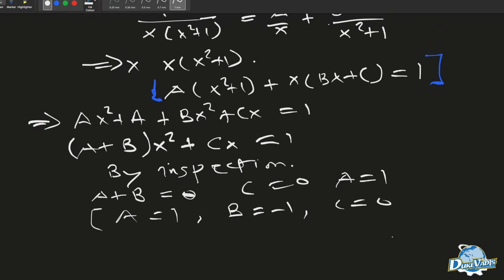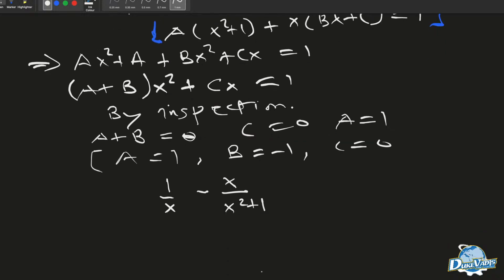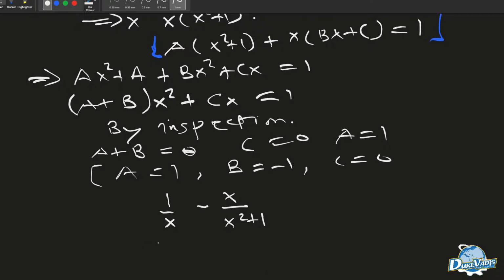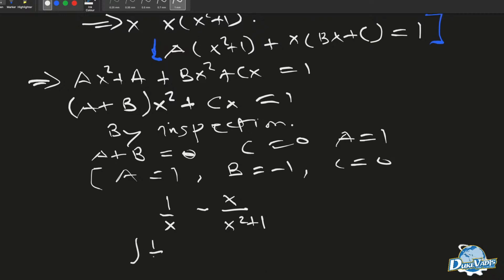Let's put the values back into the partial fraction. Then we have 1 over x, then negative x over x squared plus 1. Now let's put this expression back into the form of integration. So this will be the integral of 1 over x dx minus the integral of x over x squared plus 1 dx.